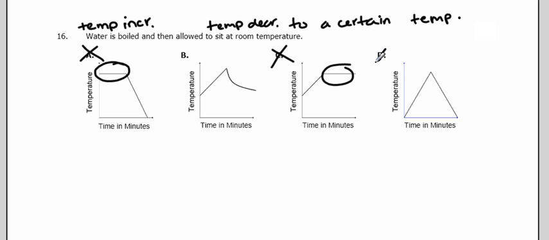So D doesn't make sense because this would be like boiling it and then putting it in the freezer. Because this would be like making it really, really hot and then really, really cold at the same rate. But we don't do that. We make it really, really hot and then we let it slowly cool. So that leaves us with B.